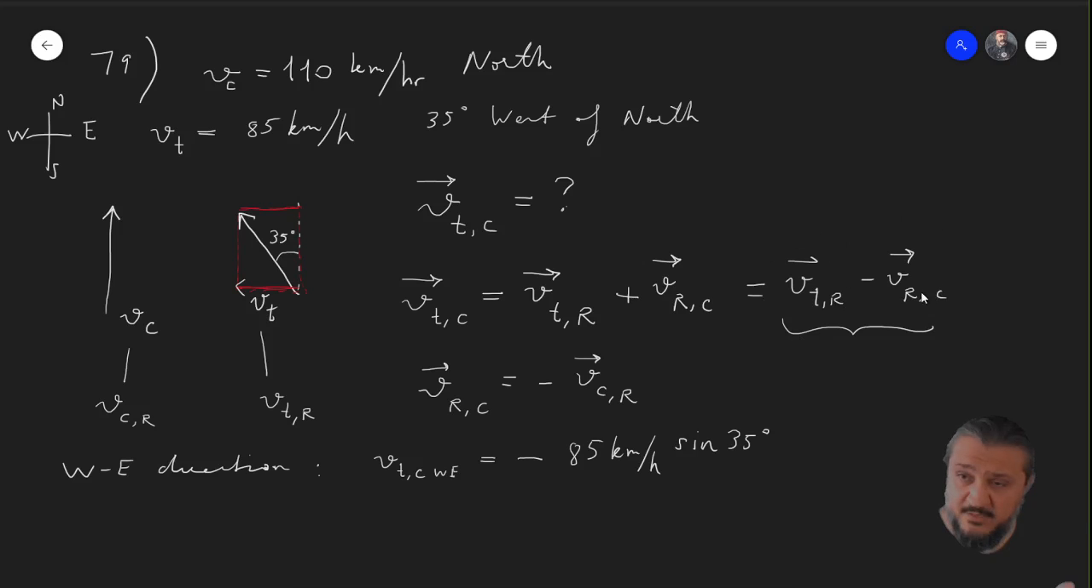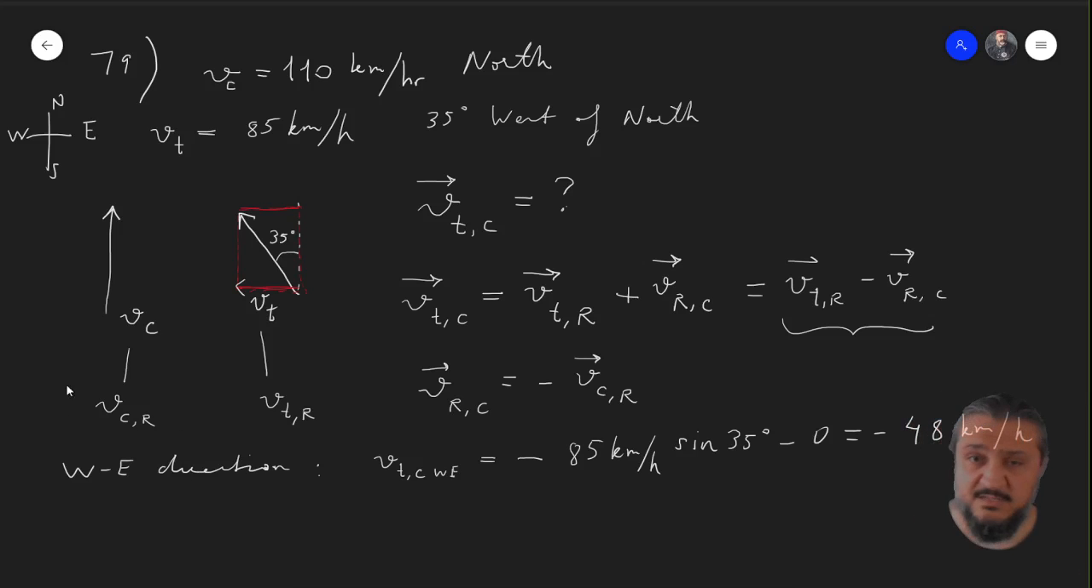From the second term, VRC, I don't get anything. VCR is up and VRC is downward, but they don't have an x component or east-west component. So put a 0 there. There you have it, 85 sine 35, which is just 48. So I have here negative 48 kilometers per hour.